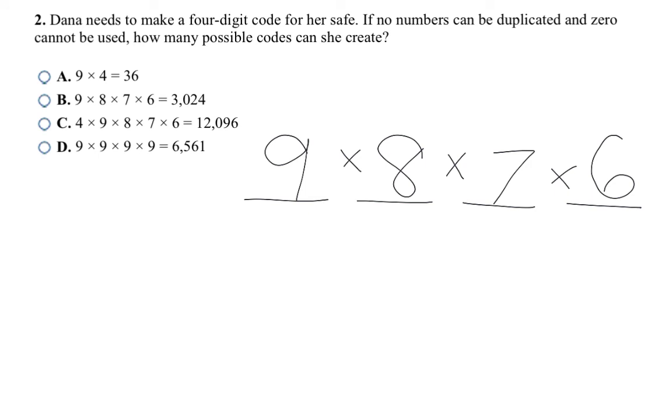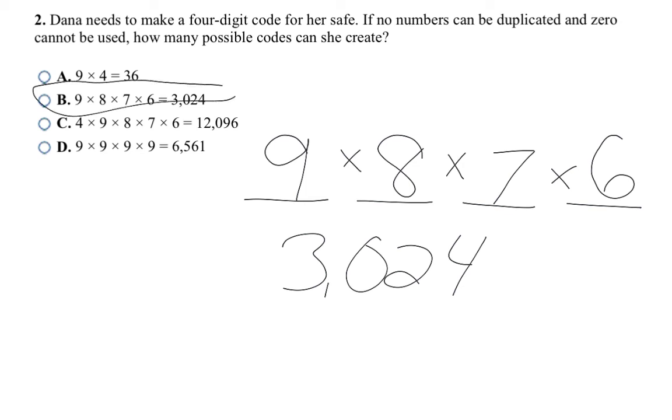And when I multiply 9 times 8 times 7 times 6, that's going to give me 3,024 different codes that she could use for her safe. And so that's going to make B my final answer.